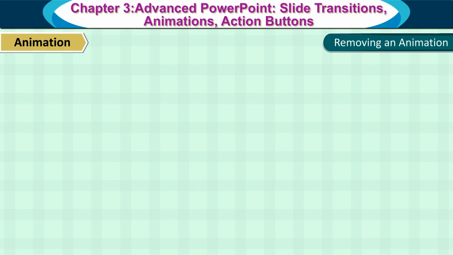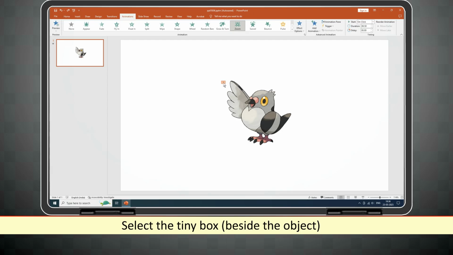Removing an animation. Select the tiny box beside the object showing the animation sequence number and press the Delete key on the keyboard.